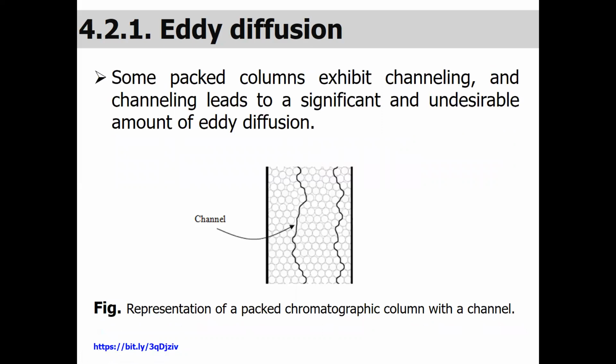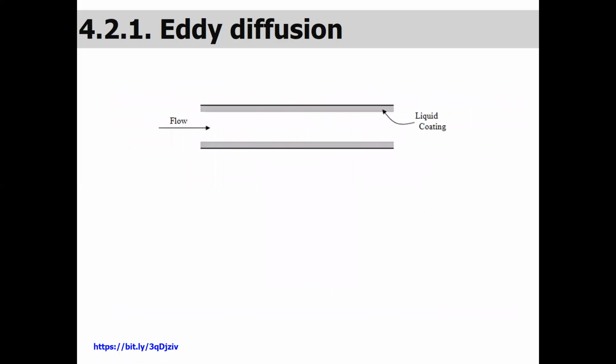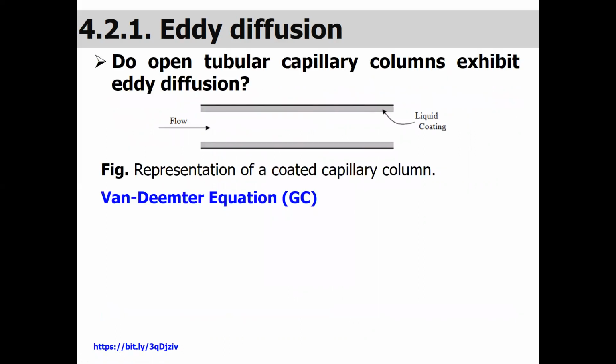Some packed columns exhibit channeling as well. What do you mean by channeling? Channeling is basically a straight path which leads to a significant and undesirable amount of eddy diffusion. All right, this may affect the eddy diffusion, meaning channeling or the straight path, the distance traveled by the molecule, may affect one of the factors, which is eddy diffusion.